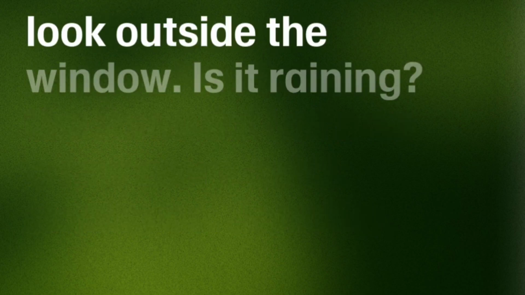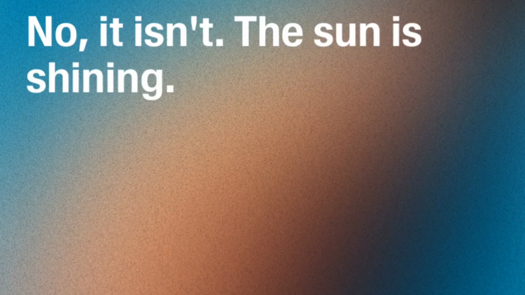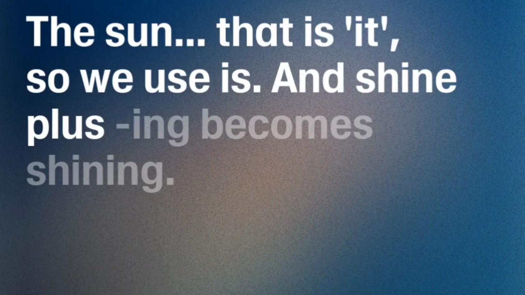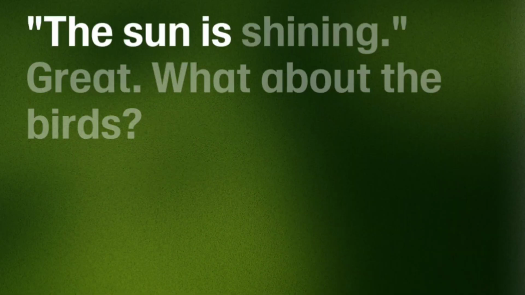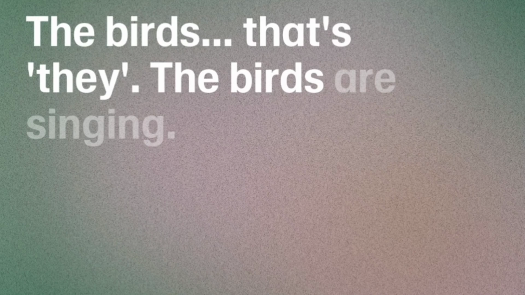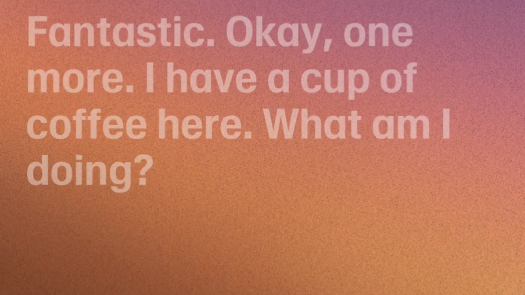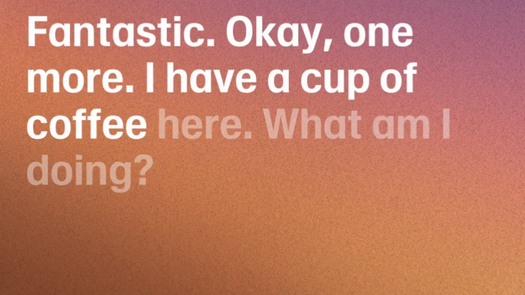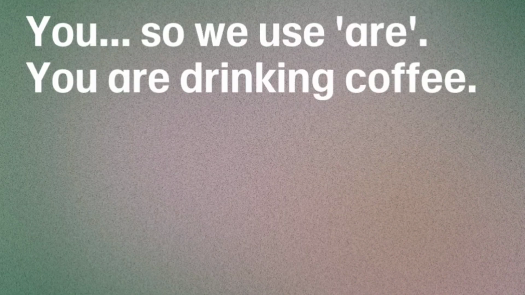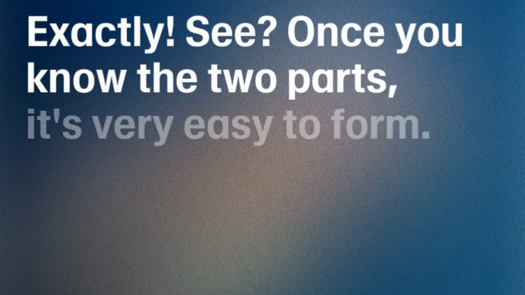Jennifer, look outside the window. Is it raining? No, it isn't. The sun is shining. The sun, that is it. So we use is. And shine plus ing becomes shining. The sun is shining. Great. What about the birds? The birds, that's they. The birds are singing. Fantastic. Okay, one more. I have a cup of coffee here. What am I doing? You, so we use are. You are drinking coffee. Exactly. See? Once you know the 2 parts, it's very easy to form.